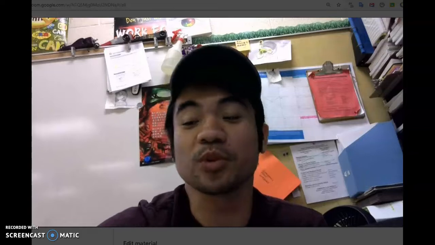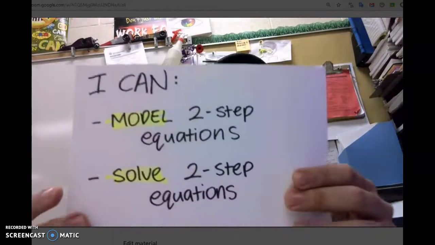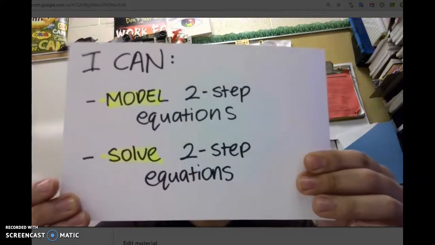Last week we did one-step equations. This week we're going to do two-step equations. So for this week, I can model two-step equations and I can solve two-step equations.